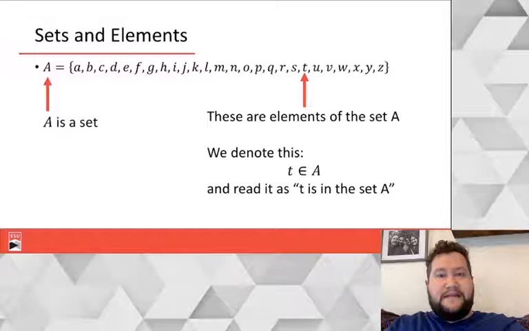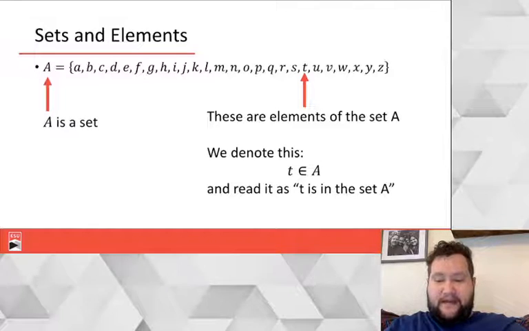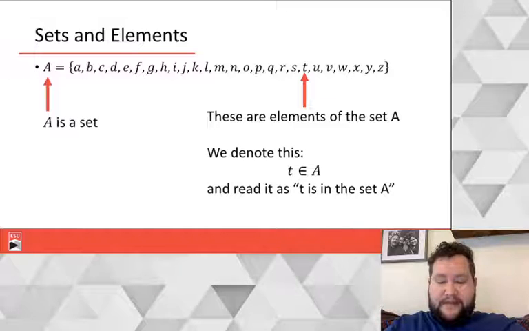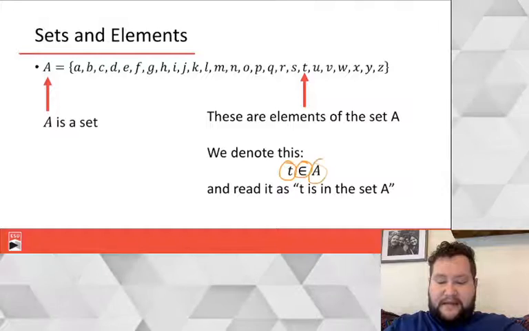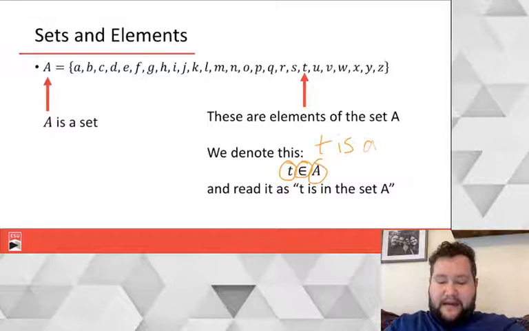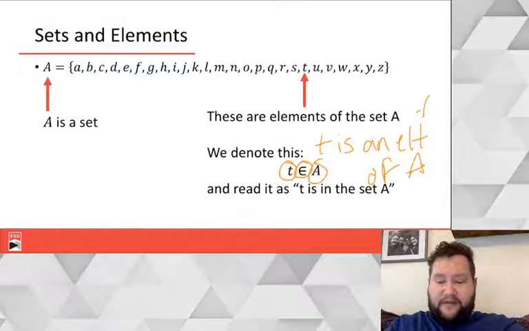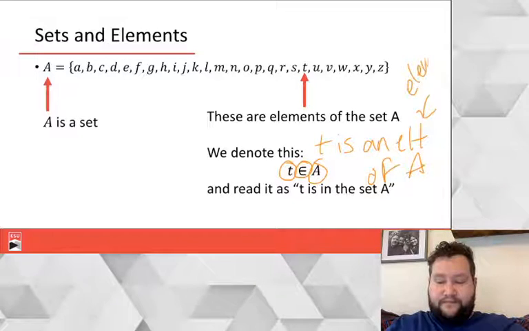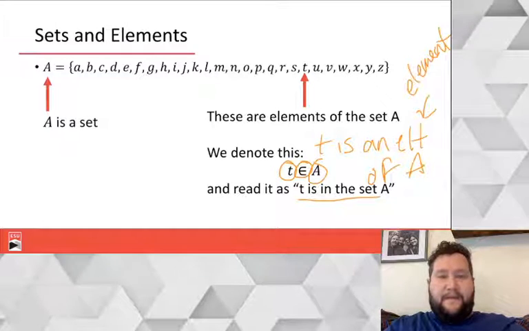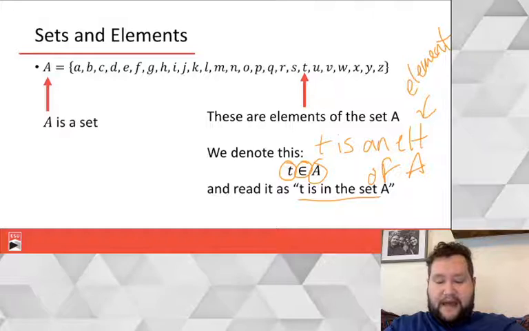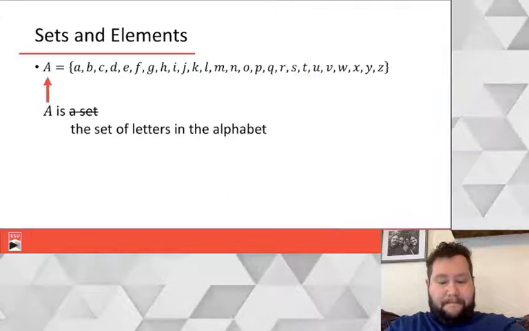To say that something is an element of a set, we use this E-looking symbol. So here we say T is an element of A, and we'll use ELT as an abbreviation for element. We'll read it as T is in the set A. So T in A, or T is an element of A.